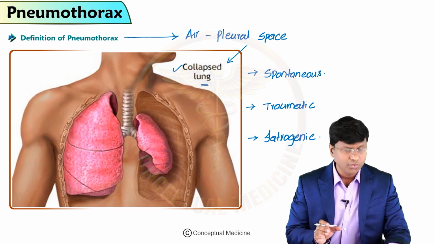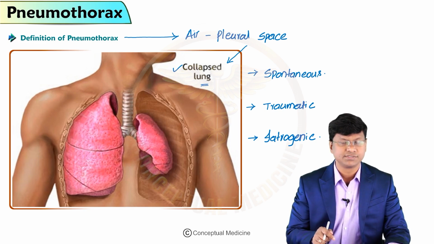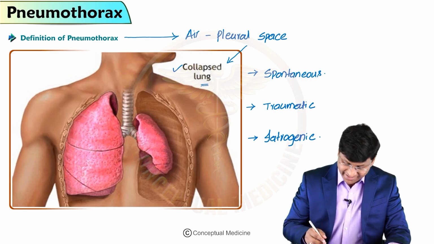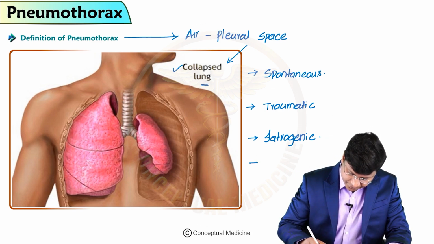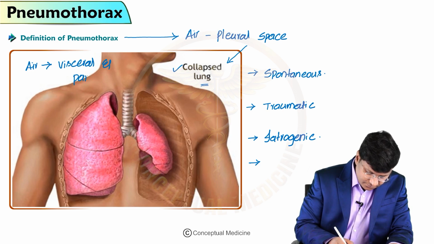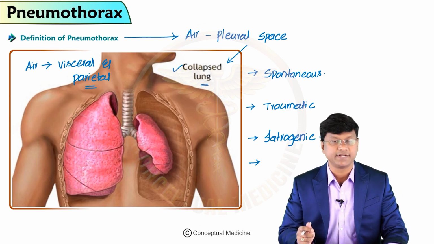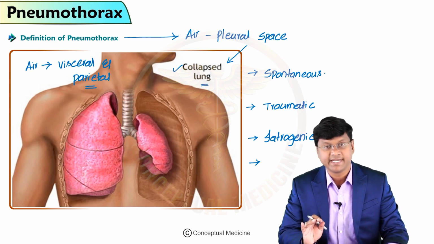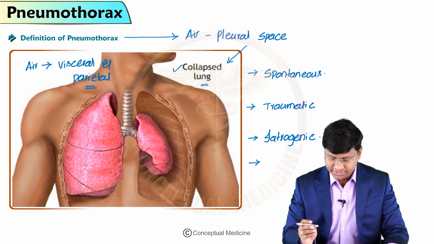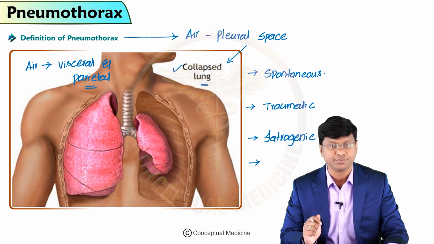Now, where exactly does the air enter in case of pneumothorax? The air enters between the visceral pleura and the parietal pleura. So that is what exactly happens in patients with pneumothorax. Now, let me discuss spontaneous pneumothorax, traumatic pneumothorax, and iatrogenic pneumothorax.